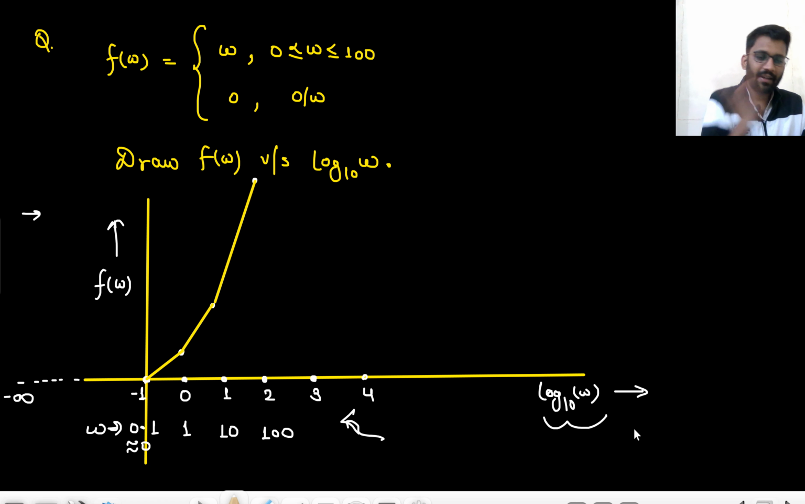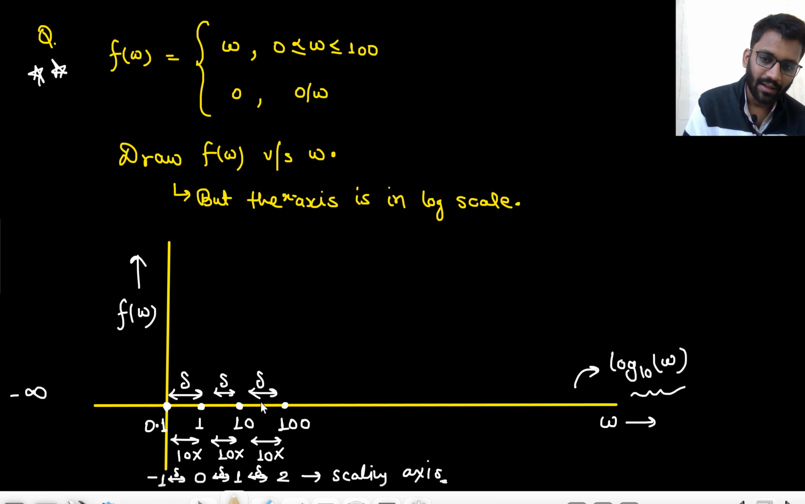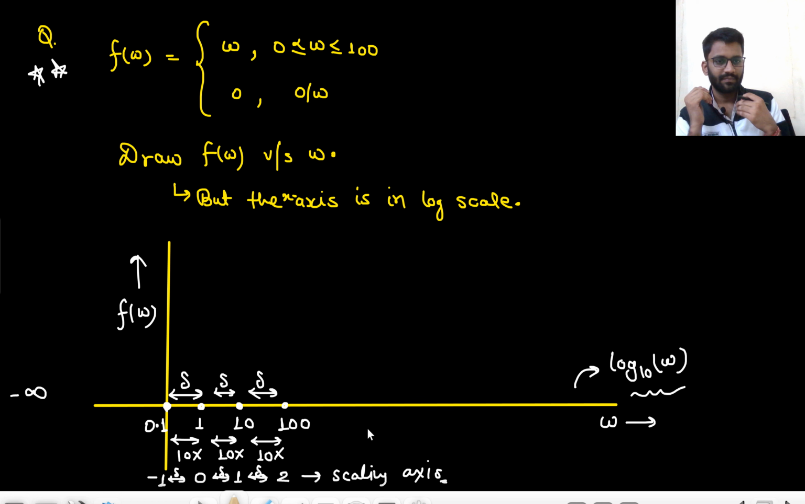Now I am mapping my graph to the x-axis as omega, but my scaling is log tan omega. So what will my axis think? If I apply omega equals 10, what will my axis think? That log 10, that means 1 is applied. If I apply omega equals 100, my axis will think 2 is applied. If I apply omega equals 1, my axis will think 0 is applied. So there is a constant delta gap between them, and in just 3 delta gaps we are able to cover 100 values of omega.